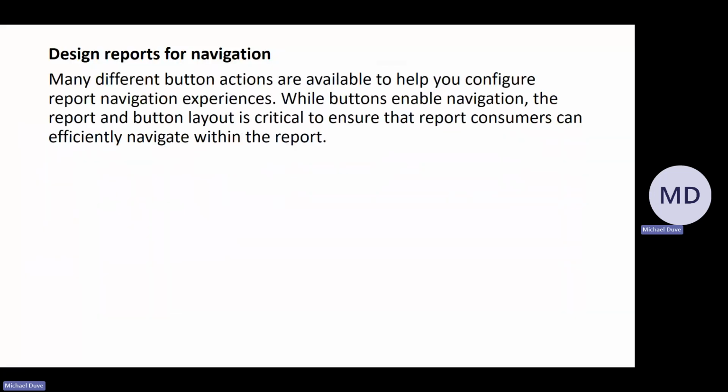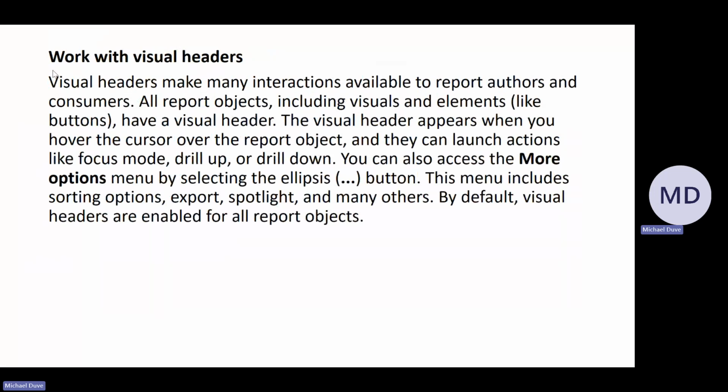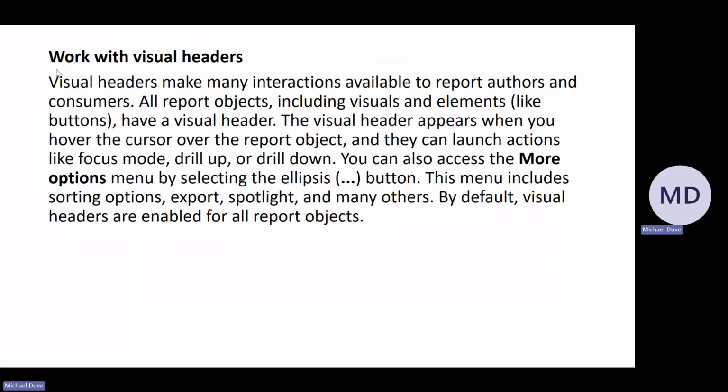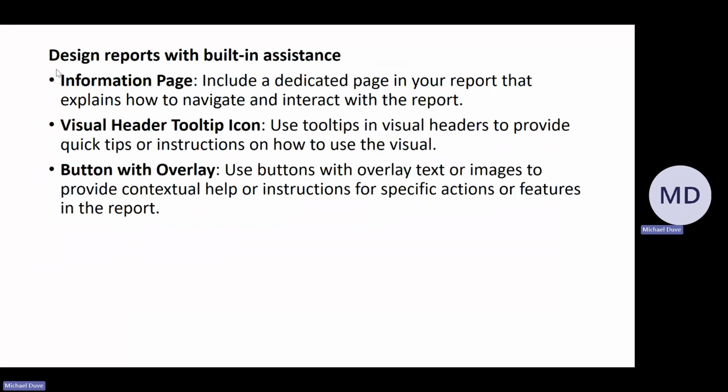So you can also work with visuals. If you are working with the visual headers, you need to look into: 1, appearance and action; 2, available action; 3, customization; 4, accessibility; 5, integration and interactivity; 6, default settings. Then also when you are designing reports with built-in assistance, there's the information page, visual header tooltip, icon and button with overlay, right?